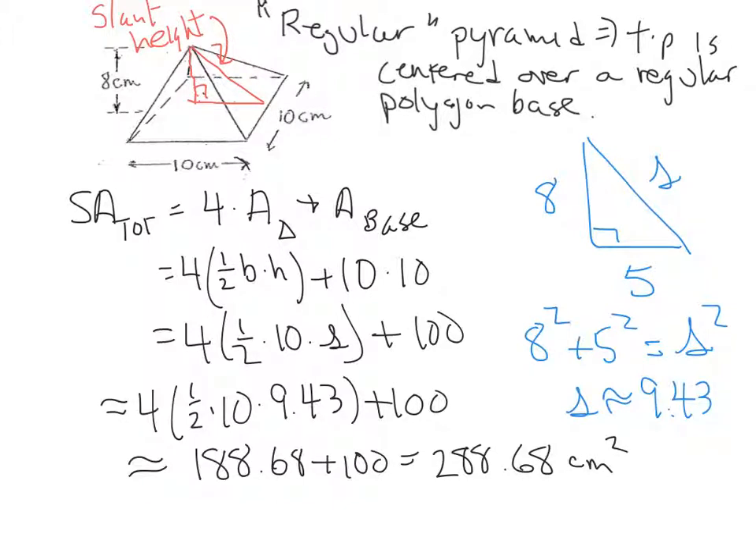Okay, so keep in mind that this requires you to find the slant height. These triangles are not 8 centimeters tall. They are 9.43 centimeters tall, because what you're finding is the slant height, and this is something that you can also do for the cone, which we'll see on the next slide.